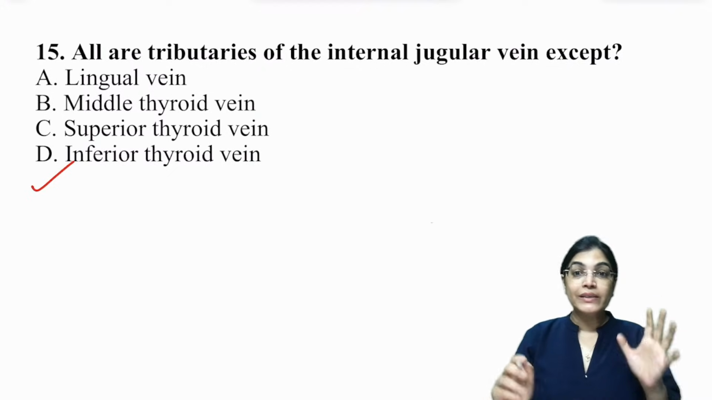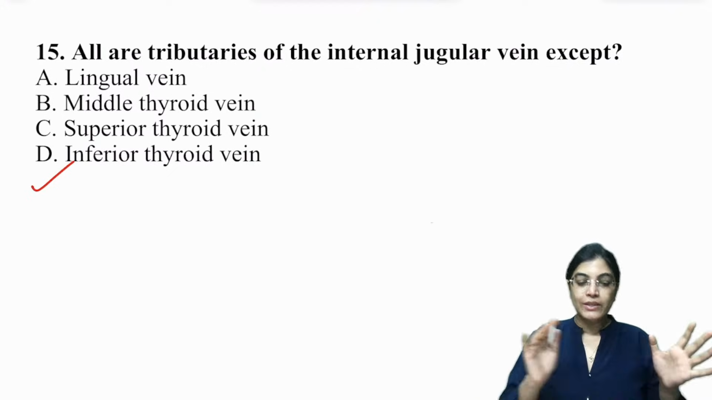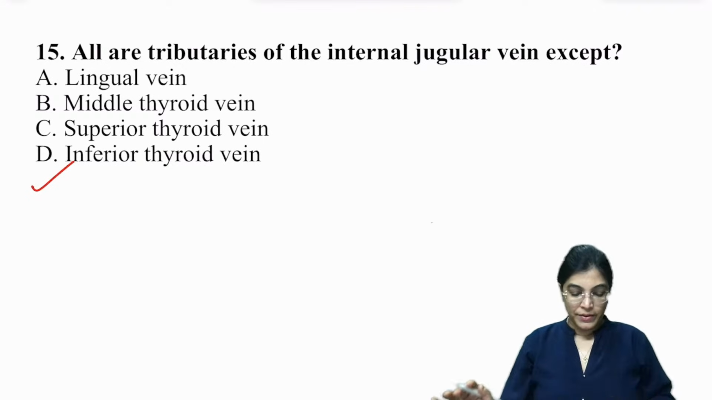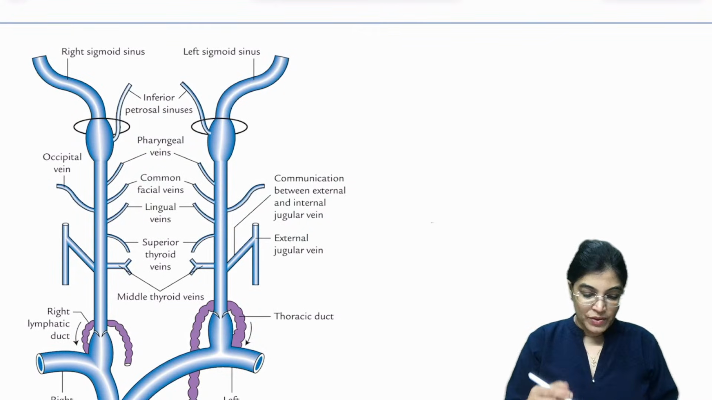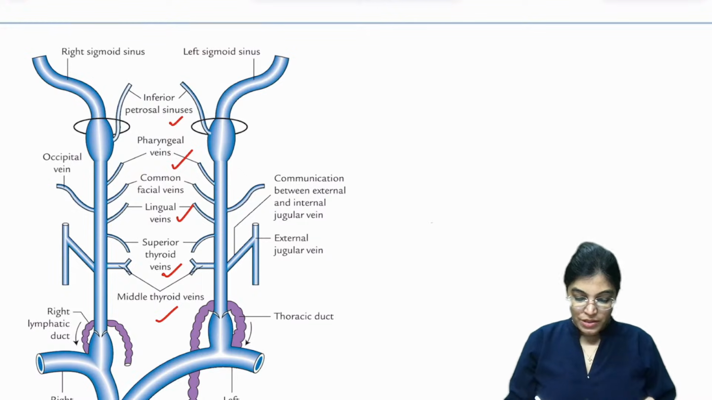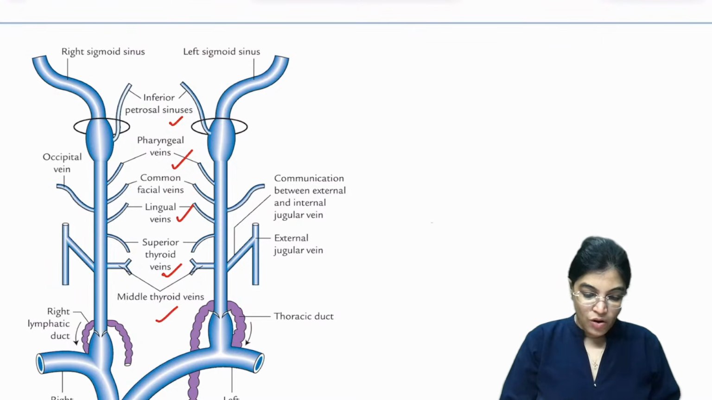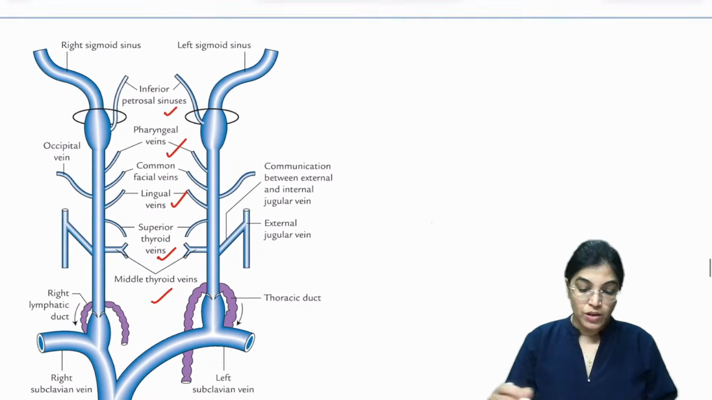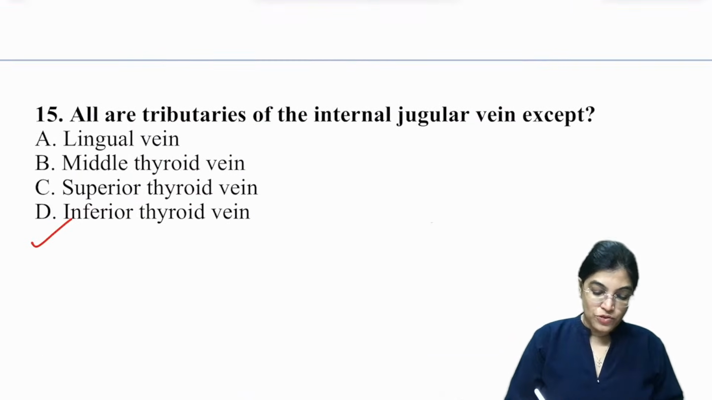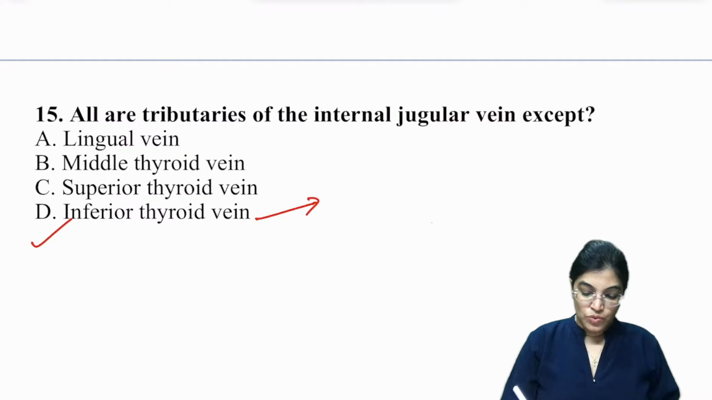Actually, inferior thyroid vein will drain into the left brachiocephalic vein. Now, important tributaries of the IJV have been shown here. We can see the inferior petrosal sinuses, common facial vein, lingual vein, pharyngeal veins, superior and middle thyroid vein, and ultimately they drain at the junction. We can see all the important tributaries here. And inferior thyroid vein is actually draining into the left brachiocephalic vein.